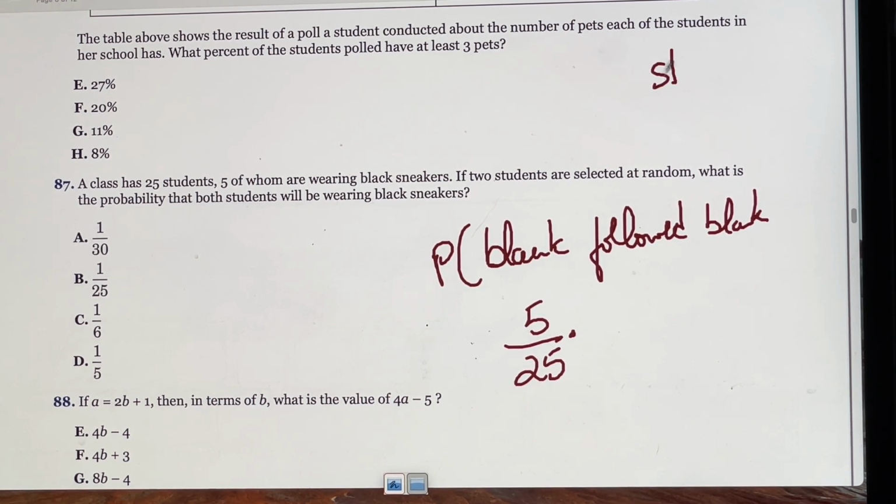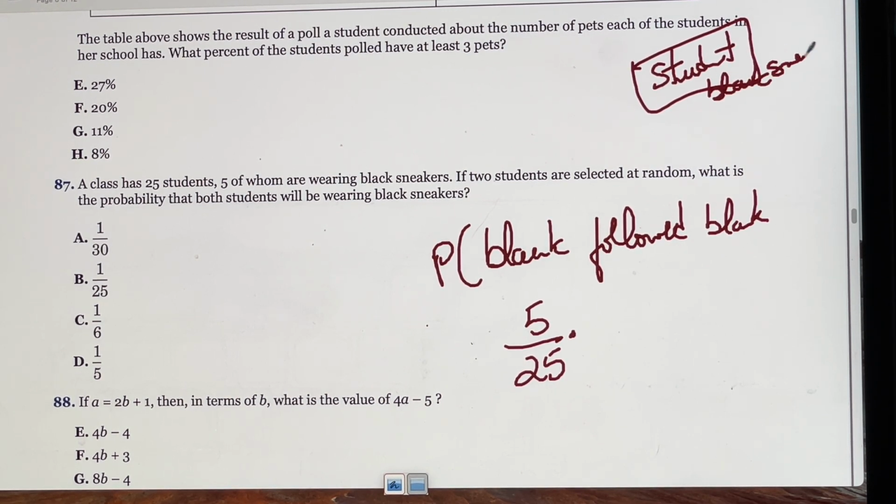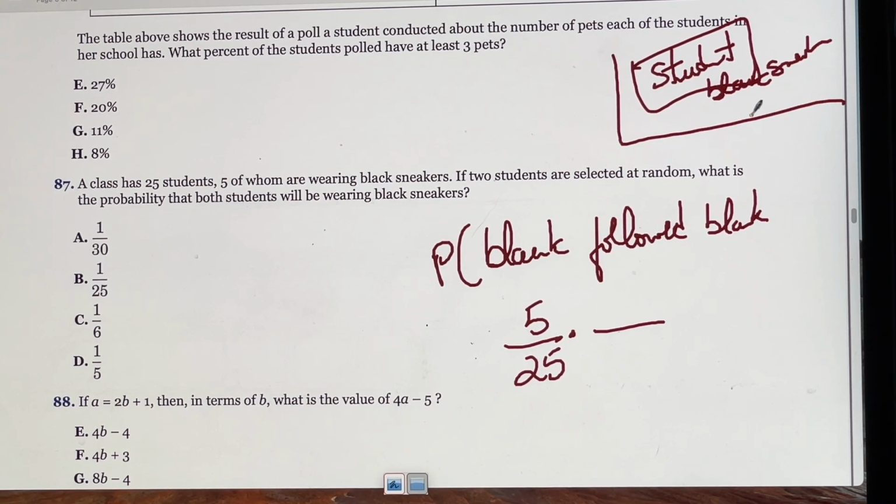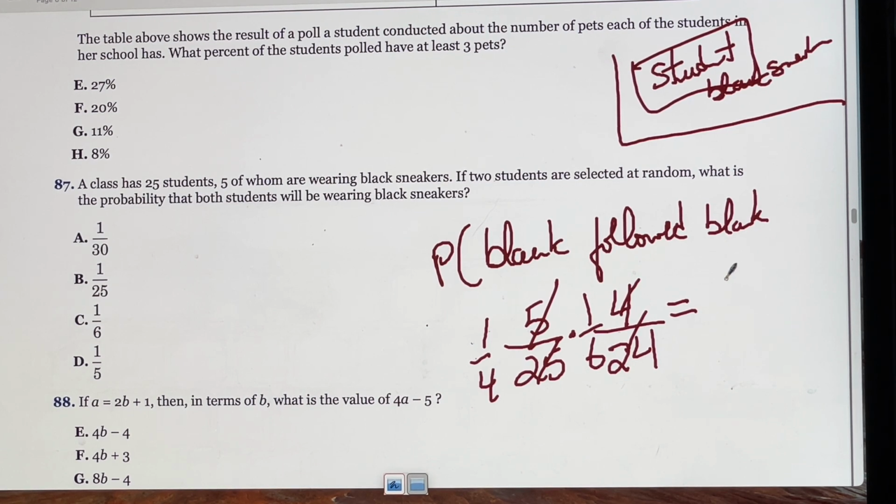So let's take that student and put him over here. So we selected him and he's wearing black sneakers, right? We take him out of the class, put him outside. Then we go back to the class and I want to select another kid who's wearing black sneakers. So when we come back to the class, there are now 24 kids in the class. And instead of 5 kids who are wearing black sneakers, there's only 4, because the one that we selected before is outside, right? So multiply, this is 1 over 5. This is 1 over 6, and our answer is 1 over 24.